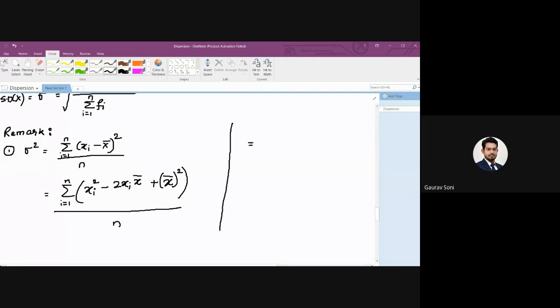Now if I open the bracket, I'll get summation xi square minus, can I take 2 times x bar outside the summation? Is it possible?